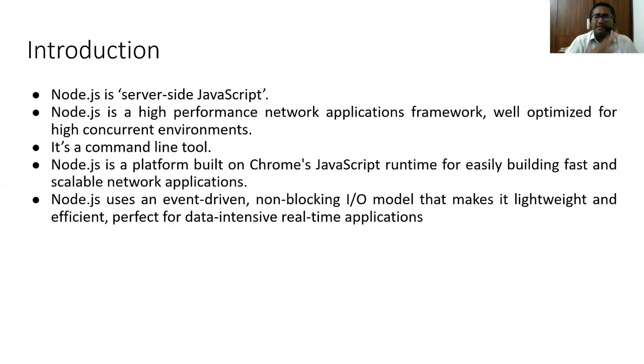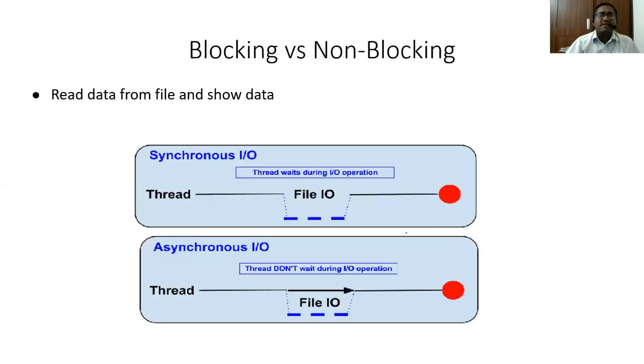High-performance network framework, and everything well optimized over highly concurrent environments, we can work out. Command line tools are also there. Also it will be very fast in execution. There are two types of IO: one is blocking versus non-blocking.